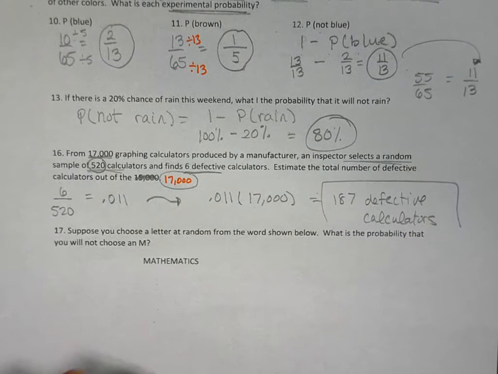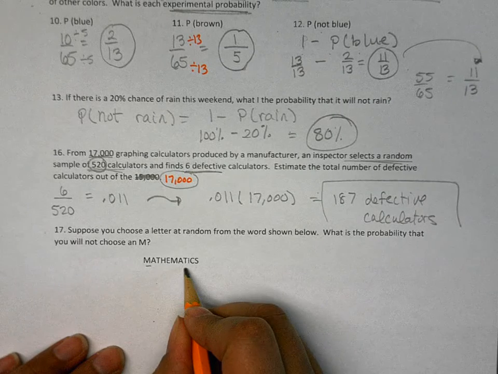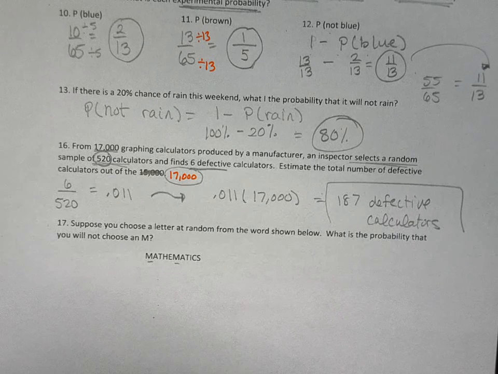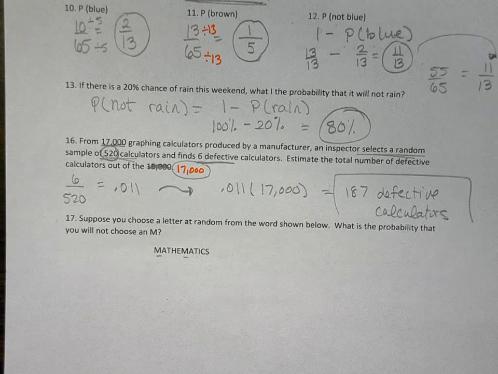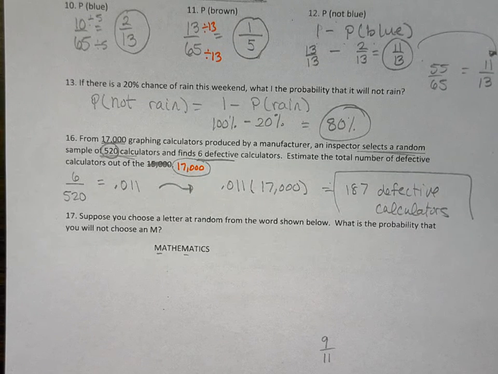Questions? All right, last one. Suppose you choose a letter at random from the words shown below. What is the probability that you will not choose an M? All right, I'm going to give you guys a quick second to figure it out on your own, the quick way, then we're going to use the formula way. 9 out of 11. Okay, I got one person say 9 out of 11. Anyone else? Agree or disagree?